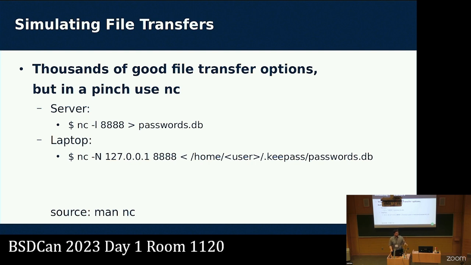We are going to be using NC. More complicated Trojans do have better file transfer options. If you're actually running Meterpreter, if you're running something like Cobalt Strike, or you've got better offensive tooling, that's something that's going to be covered. But just to keep this simple and easy to recreate, we're just going to use NC.